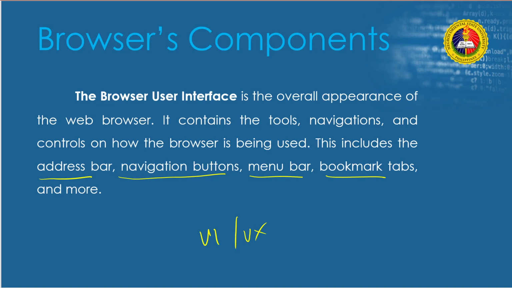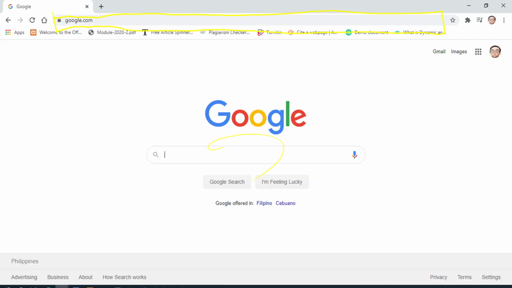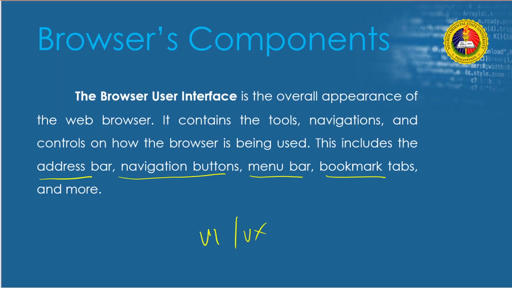Then next, navigation buttons. Okay, anyone, where are the navigation buttons? Okay, these are the navigation buttons. Where is my mouse? I can't see my cursor. Okay, better. So these are the navigation buttons. You can move back or move forward, reload, and then click here to go back to your home page. That's navigation. Next, the menu bar.